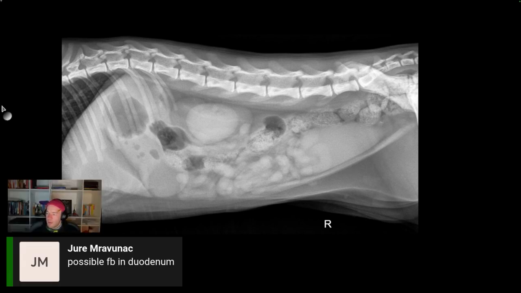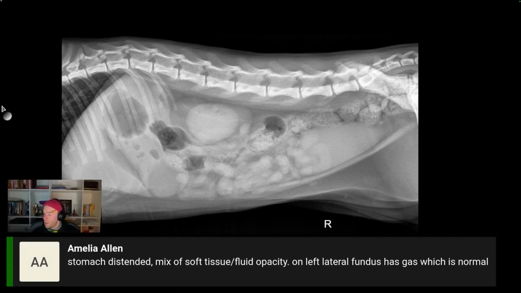Okay. Kidneys are prominent, possible foreign body in the duodenum. Easy there. Stomach distended, mixed soft tissue, fluid opacity, left lateral.